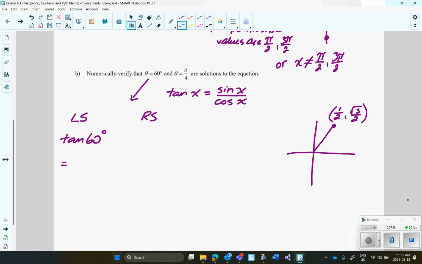So I'm going to do root 3 over 2 divide 1/2, which is the same as root 3 over 2 times 2 over 1. The 2 on top and 2 on the bottom reduce each other down to 1. And I'm left with root 3 over 1, which is root 3. So that means that if I plug 60 degrees in here and divide this by this, I should get root 3.